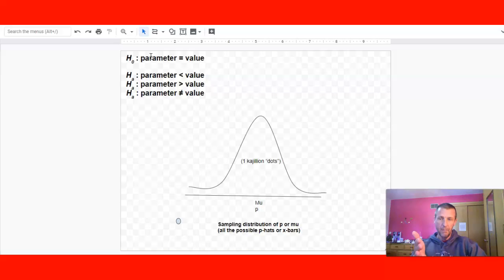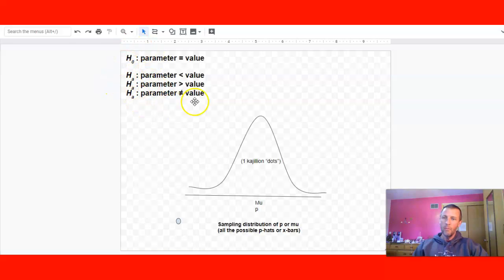This is the claim. Then there will be an alternate hypothesis about that same parameter, about p or about mu, that says, but we're suspicious it might be lower than that, or we're suspicious it might be higher than that, or we're suspicious it's something different than that. One way or the other, it's going to be one of these three for the alternate hypothesis.